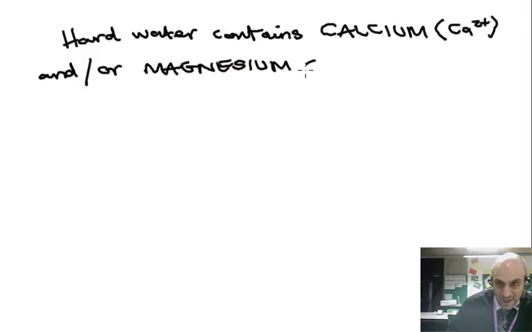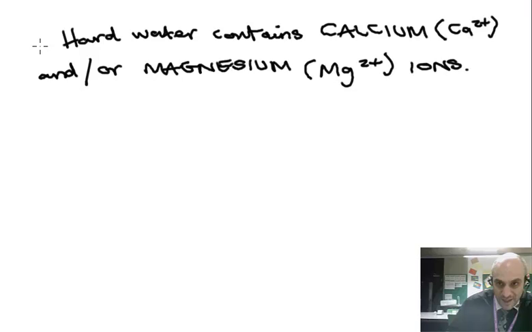Okay. Symbol for magnesium is Mg2+. Ions. These ions normally come into the water as water seeps through rocks like limestone that contain calcium minerals, or magnesium minerals.